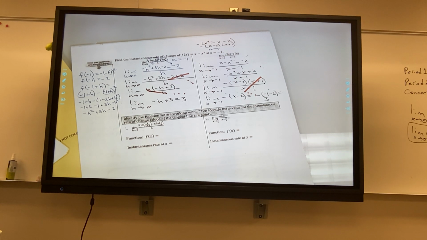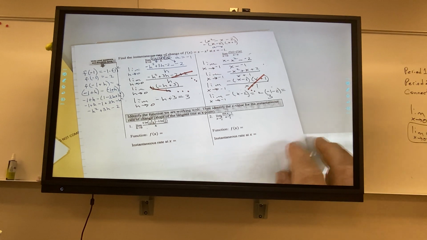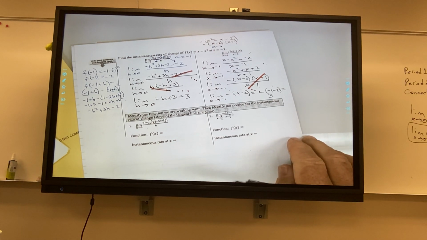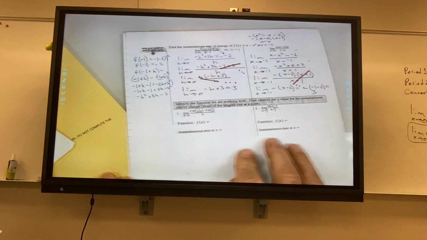Both ways give me the slope of a tangent line. Both ways give me the instantaneous rate. Can they both be used at all times? Yes. Now it's just figuring out which one is easier for me to do.